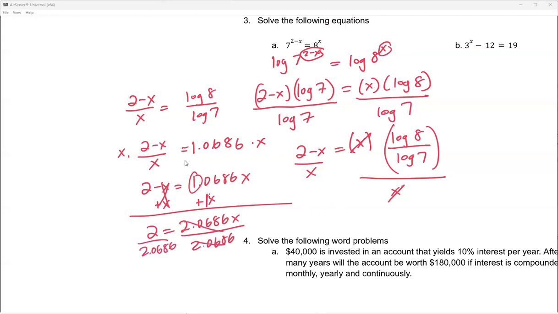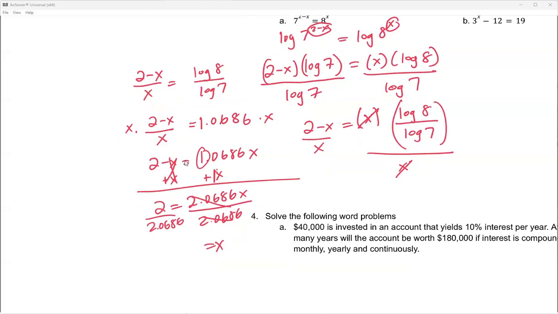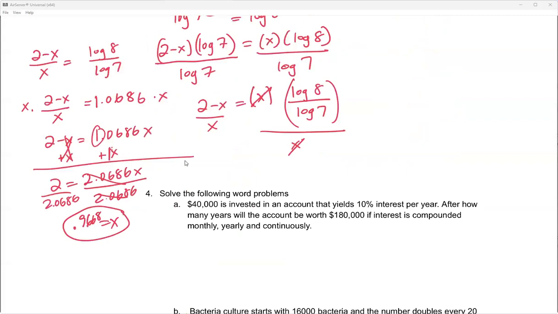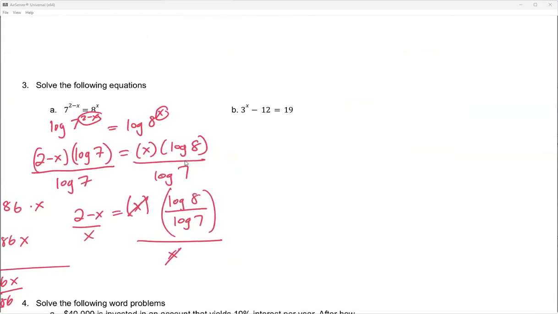X is equal to, I got 0.9668, right? Something like that. Again, if you don't get the same answer, like if we get around the same answer, we're good. Okay, so don't flip out on these. All right, we good?